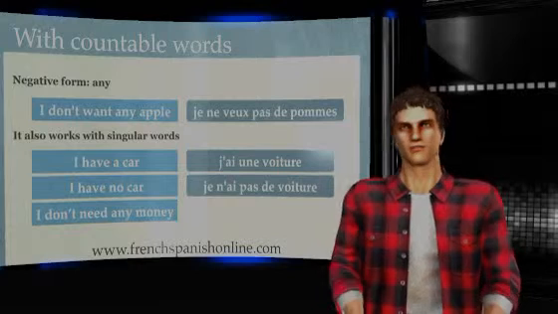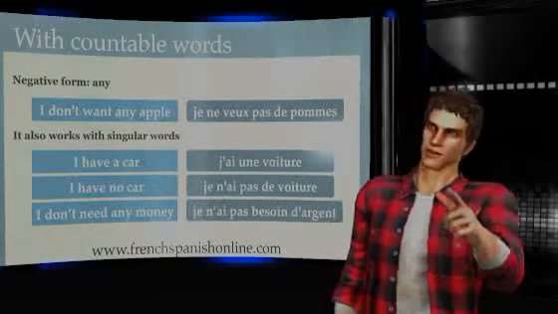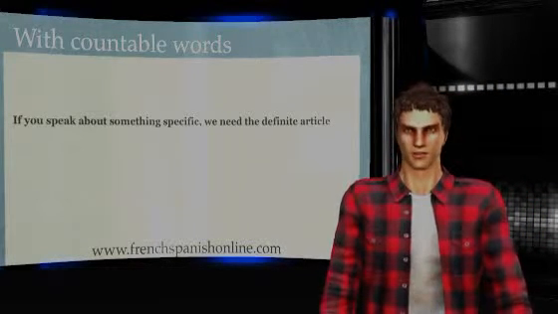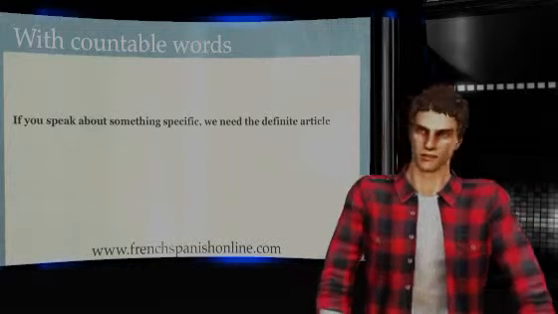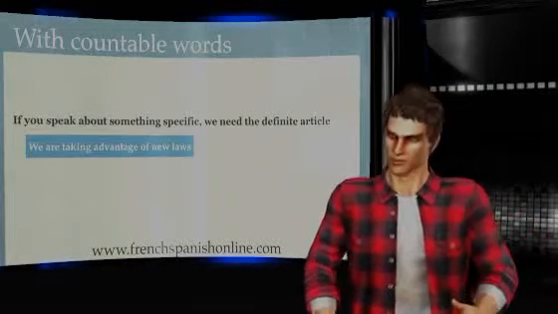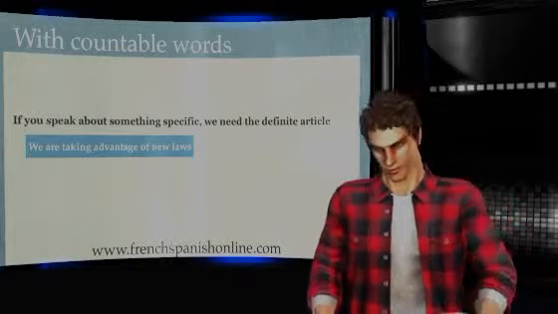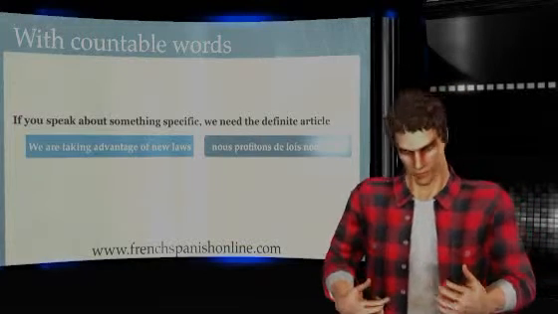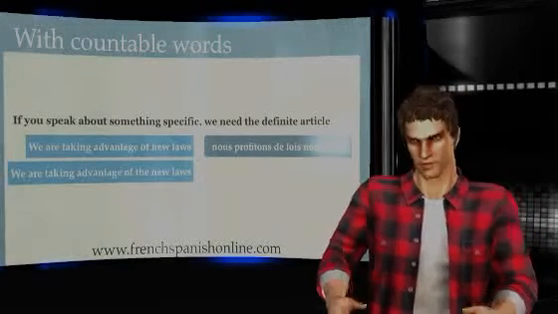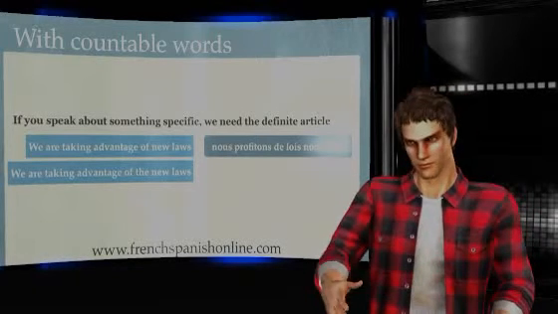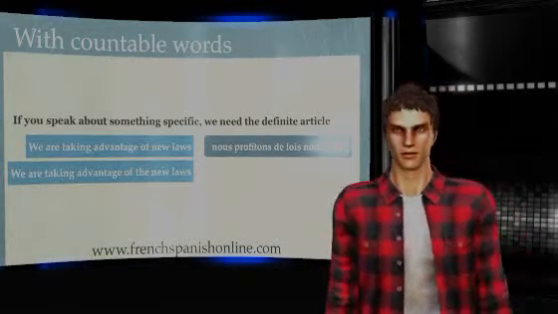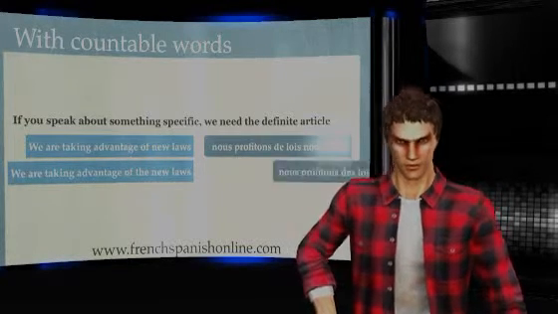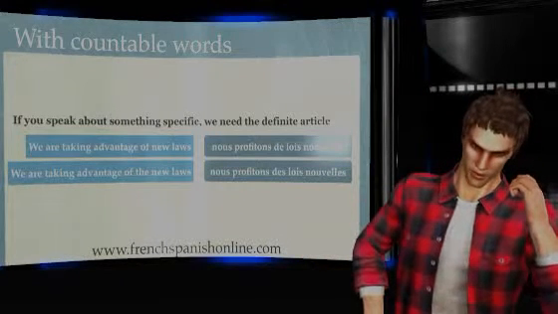I don't need any money. Je n'ai pas besoin d'argent. Again, with our prepositional verb. If you speak about something specific, we need the definite article. We are taking advantage of new laws, so it's new laws generally. In French you will say nous profitons de lois nouvelles. Okay. But if you want to say we are taking advantage of the new law, the one that we voted just last month, for example, so we are talking about specific laws. In this case in French you will say nous profitons des lois nouvelles.